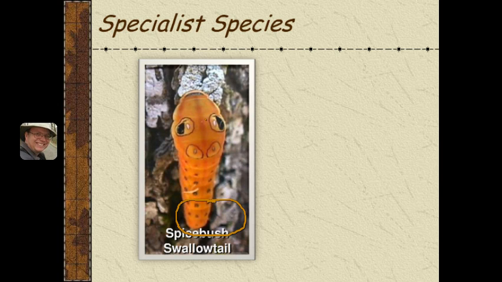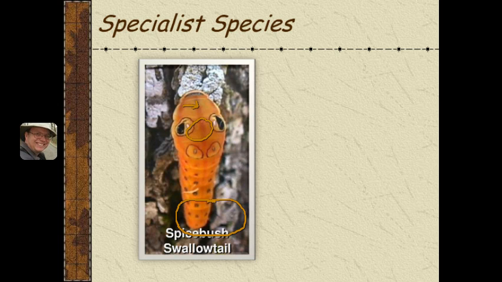It's interesting that these structures right here that look like eyes are not really eyes. They're just spots to make you think they look like eyes. His real eyes are these little beady things here on the top of his head. But anyway, spicebush swallowtail butterfly caterpillars are specialists. And what they specialize on is what they eat. Spicebush swallowtail butterfly caterpillars only eat one kind of plant.